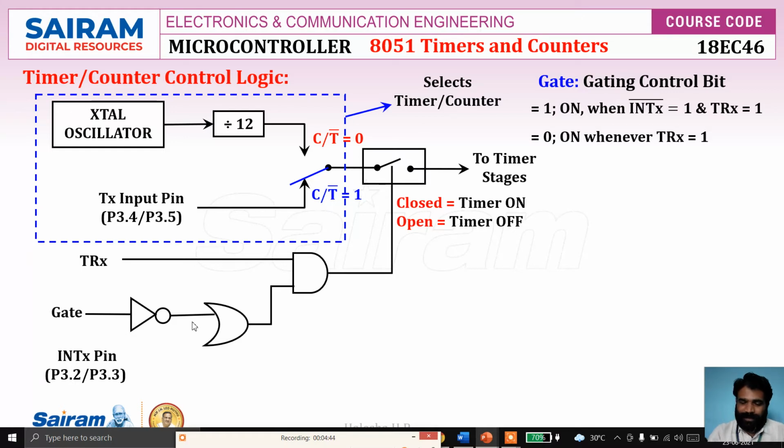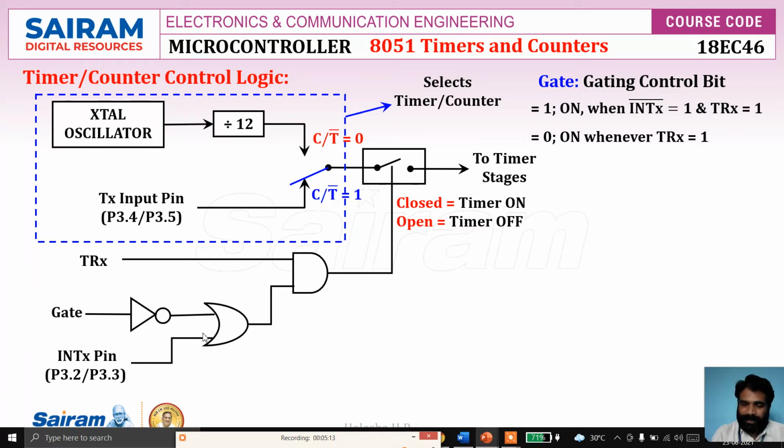So if you combine together, this is the logic. This is the control logic which makes the timer on or off. It depends on the output of the AND gate. Input to the AND gate: one input is TRX, the other input is the output of the OR gate. The input to the OR gate is the GATE input through a NOT gate, and the interrupt input directly.